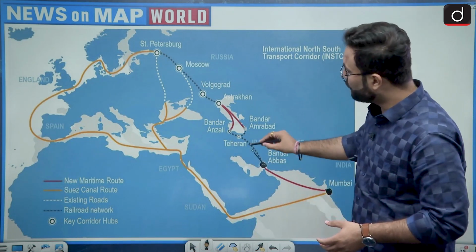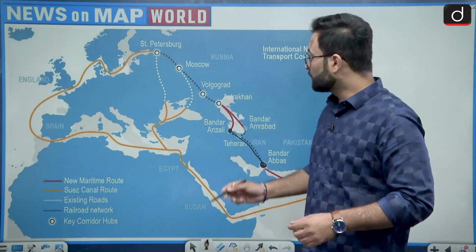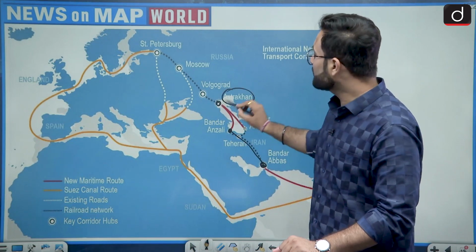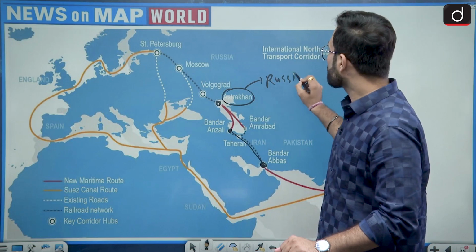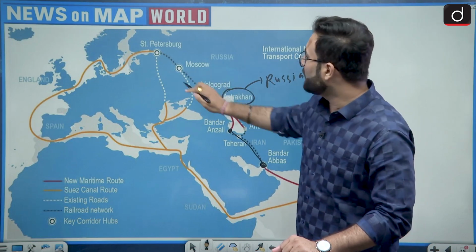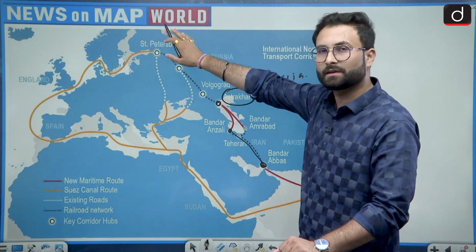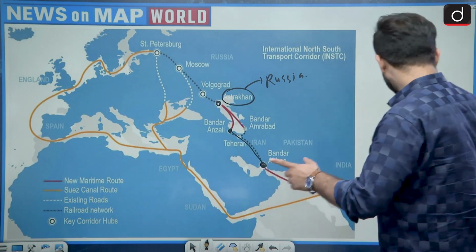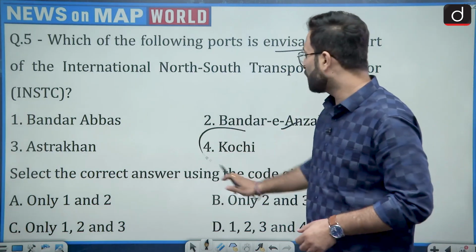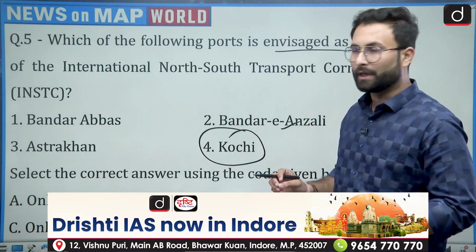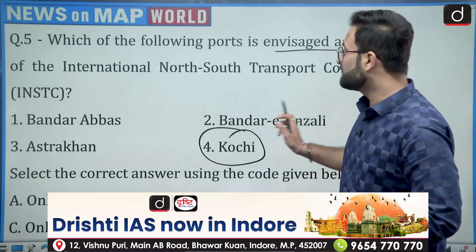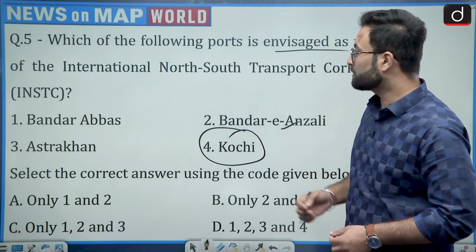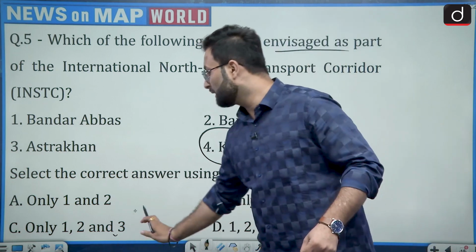Then over here we have Bandar Anjali, which is also a port of Iran. Then this is Astrakhan, which is in Russia. Ultimately it will go up to St. Petersburg in Russia. That is the International North-South Transport Corridor. Coming to the question again, Kochi is not part of it because in India it starts from Mumbai. Bandar Abbas, Bandar-e-Anjali, and Astrakhan are the three ports which are part of the INSTC. So 1, 2, and 3 is your answer. Option C would be your correct answer here.